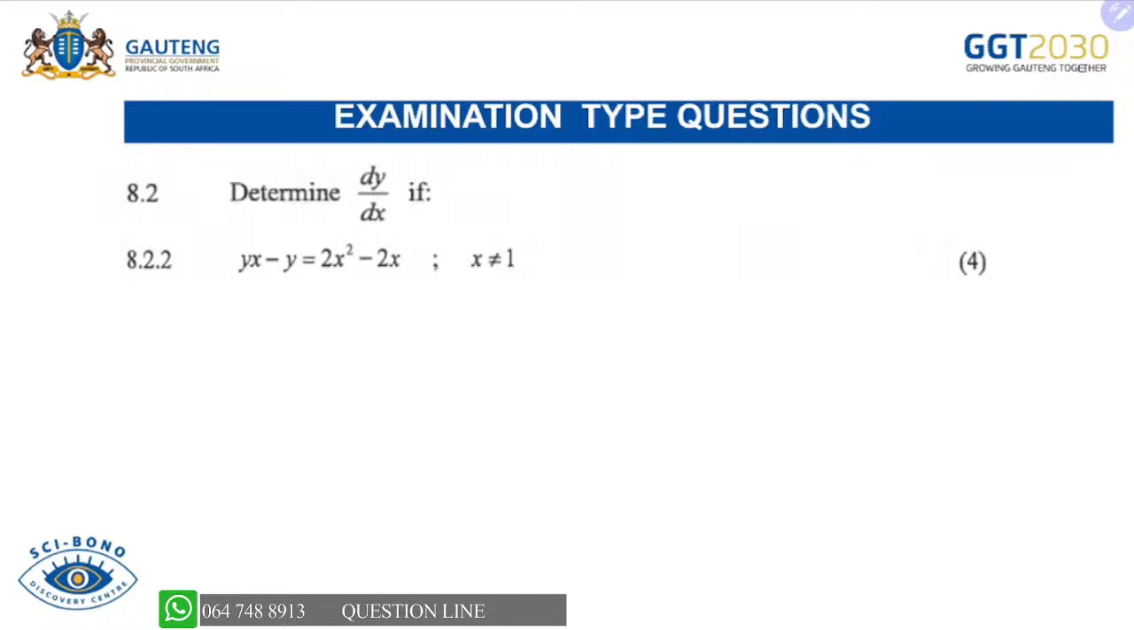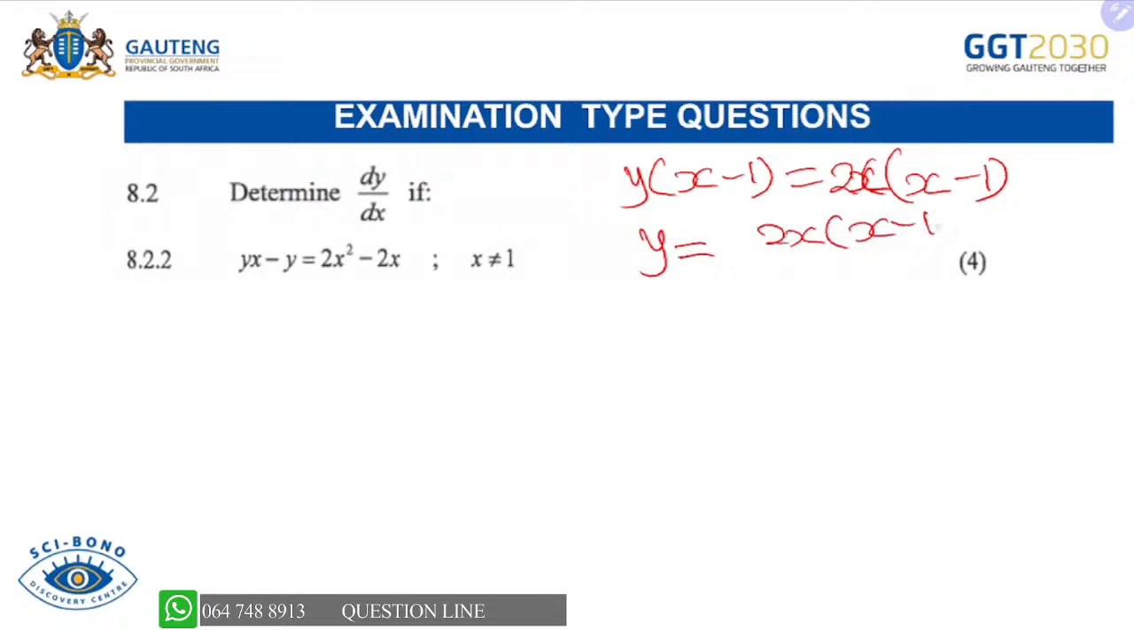If I check on my numerator, I see that y is a common term. I'll have y times x minus 1 equals. If I check on the right hand side, 2x is a common factor. I'll remain with 2x, then bracket, I'll remain with x minus 1. From there on, I'll have my y is equal to 2x into x minus 1, all this over x minus 1.